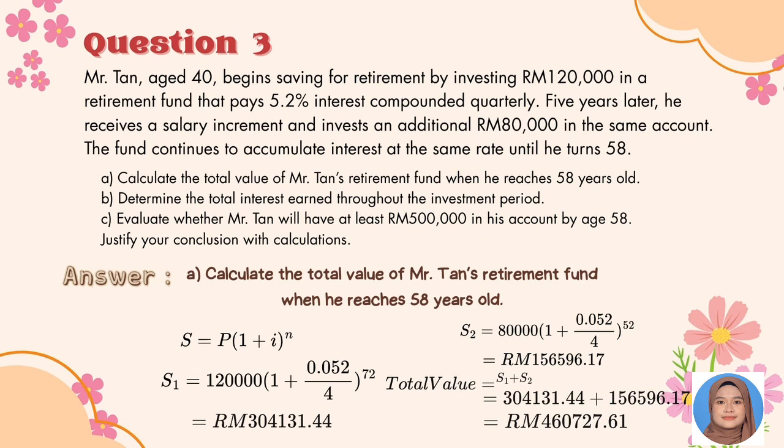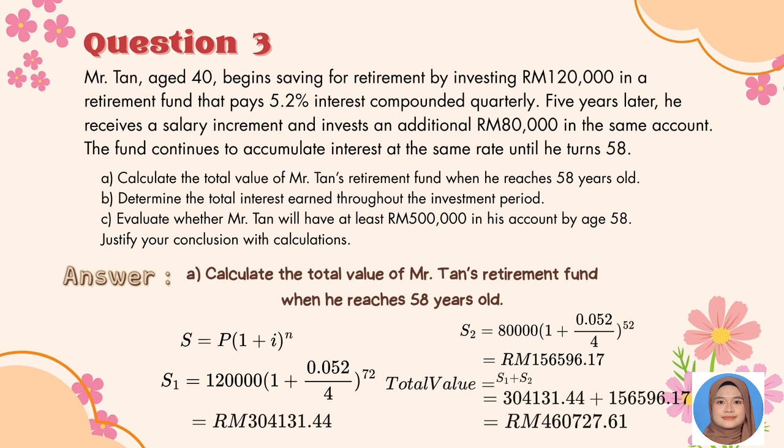The second amount, 80,000 ringgit, (1 + 0.052/4) to the power of 52. Its value becomes 156,596 ringgit and 70 cents.